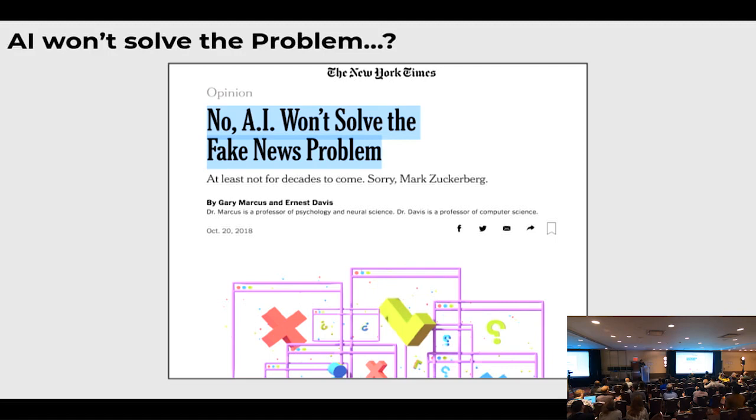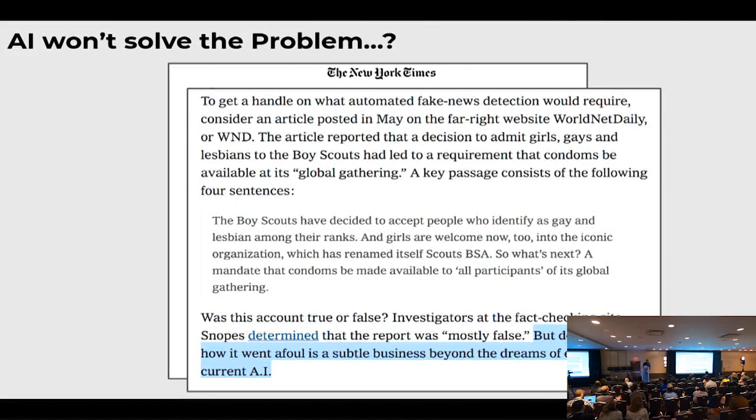I want to talk about one more point about how you approach the fake news problem. My former colleague Gary Marcus, the founder of Geometric Intelligence, which was bought by Uber, wrote an op-ed last year: "Bummer Zuckerberg, no, AI won't solve the fake news problem." He goes into a lot of great detail about why, using this article: Boy Scouts have decided to accept people who identify as gay and lesbian among their ranks, and girls are welcome now too. This is not Gary Marcus, by the way. This is World News Daily, which is like the InfoWars guy.